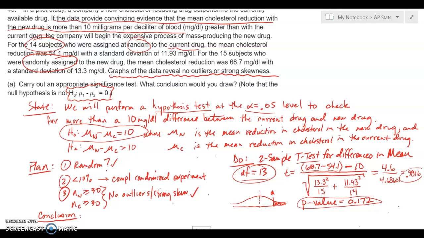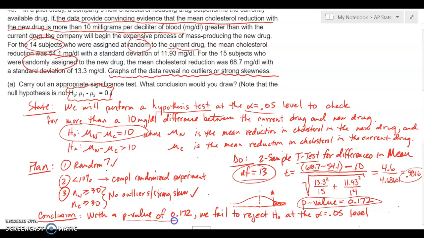So we can go ahead and make our conclusion. Remember, this is a one-tailed test at the alpha equals 0.05 level. I've got a relatively high p-value compared to that. So in my conclusion, this is what it looks like. In the first part of your conclusion, you take your p-value, compare it to the alpha level, and make a decision.